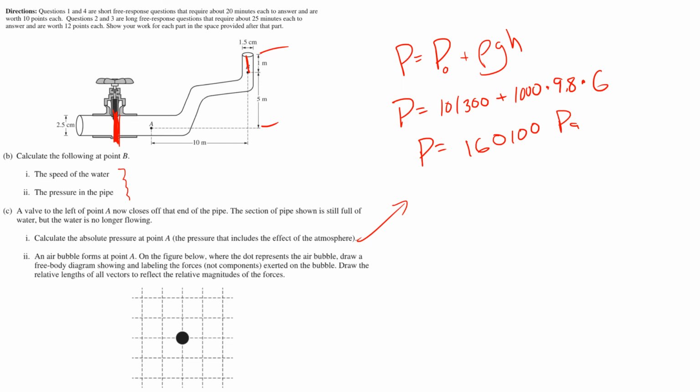An air bubble forms at point A. Nice. On the figure below, where the dot represents the air bubble, draw a free body diagram showing and labeling forces, not components, exerted on the bubble. Draw the relative lengths of the vectors to reflect the relative magnitudes. Okay, so you have air. What's going to happen? The biggest thing right here is going to be your force of buoyancy. Now, it does have mass because air does have some mass to it, so you're going to have some mg, force of gravity. But it's going to be way smaller than the force of buoyancy because the water is like 1,000 times more dense. So it's going to be a lot smaller here.